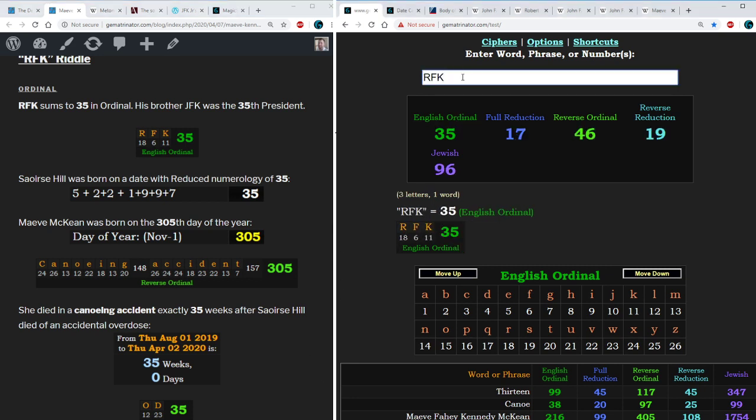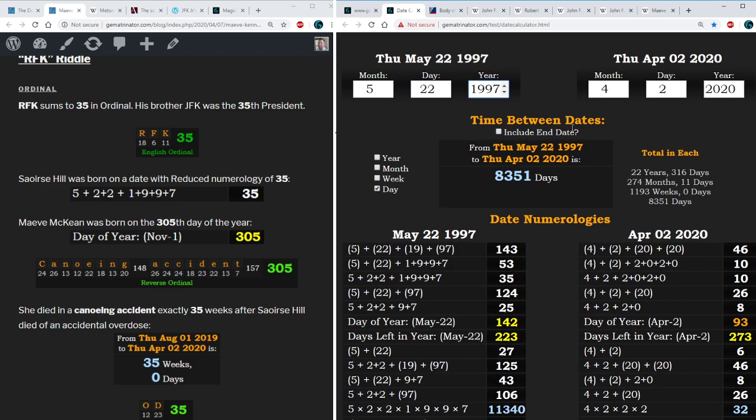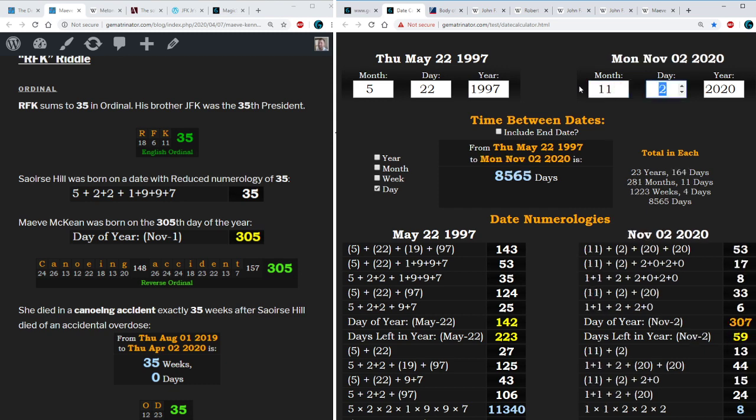And the next section is going to be really solid. We're going to see how the deaths of the two RFK granddaughters, Saoirse Hill and Maeve McKean, were scripted entirely by these four numbers found in the gematria of RFK. We start with the alphabetic order, where RFK equals 35. Saoirse Hill was born on a date with numerology of 35, 5/22/1997, 35.